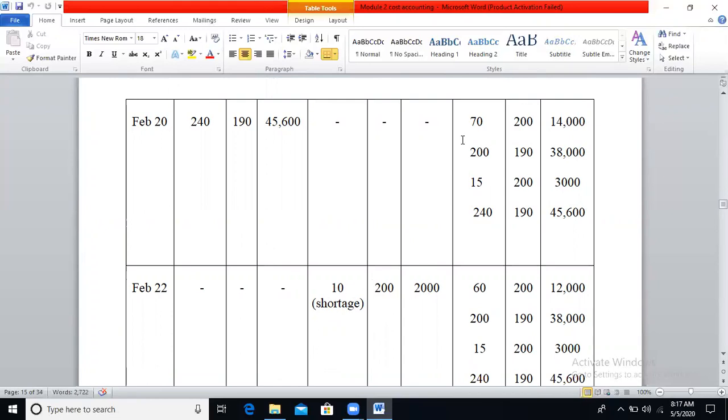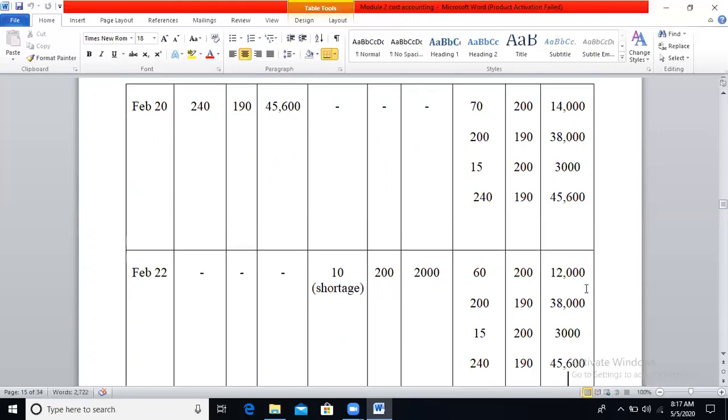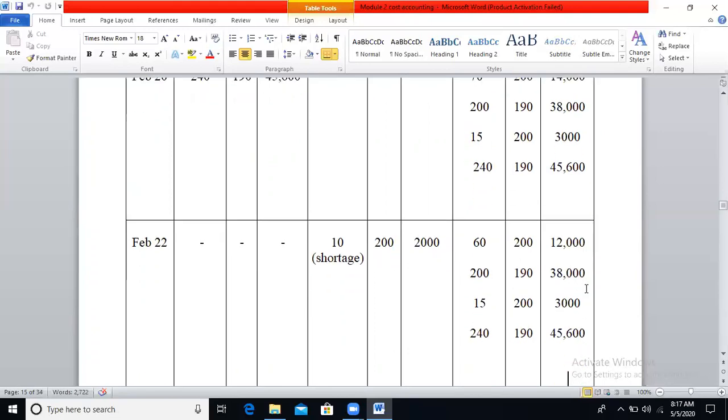So out of 70, if you issue 10 tons, the remaining quantity will be 60 tons at rupees 200. The total value will be 60 into 200, 12,000. And 200 tons at rupees 190, the total value will be 38,000. And 15 tons still we are having at rupees 200, the total value will be 3,000, and 240 tons at rupees 190, the total value will be 45,600.